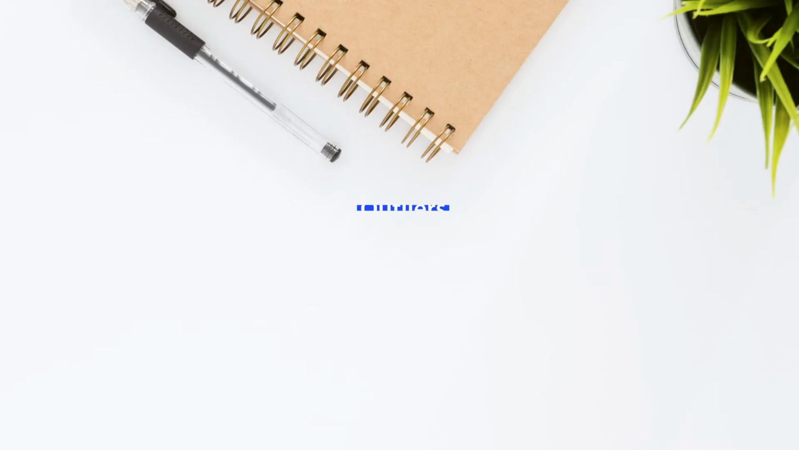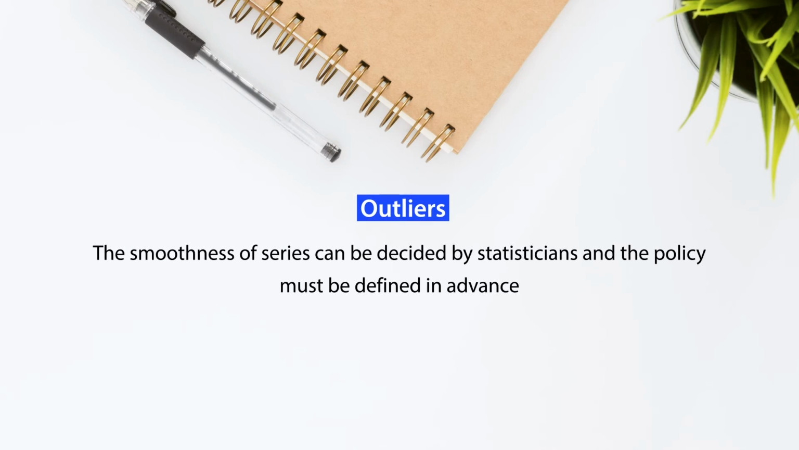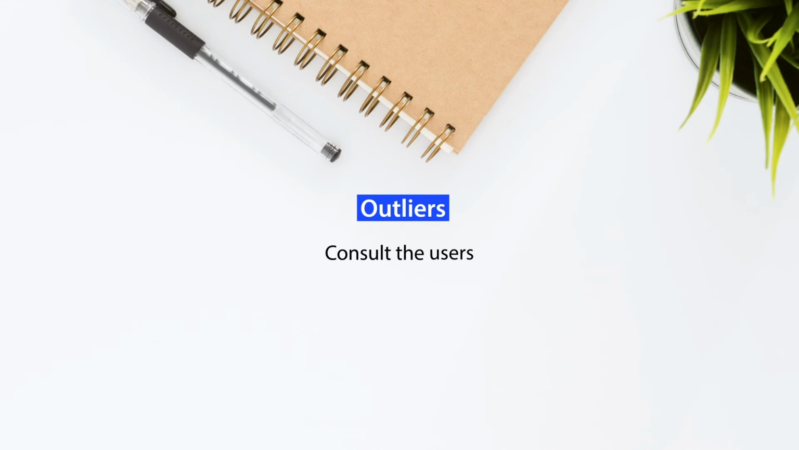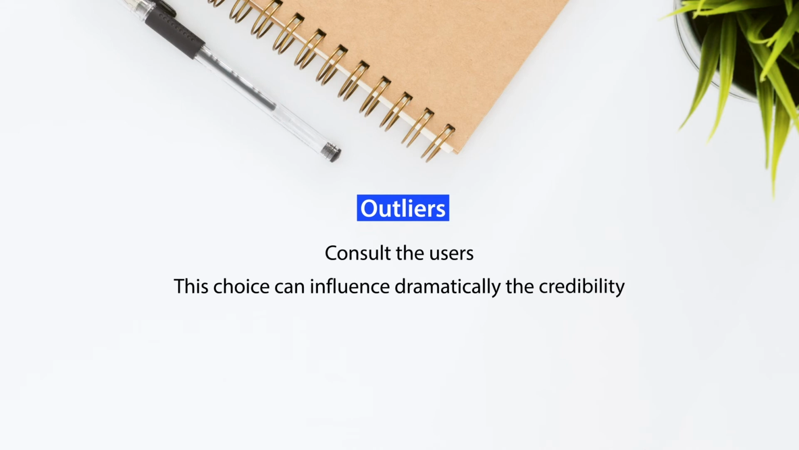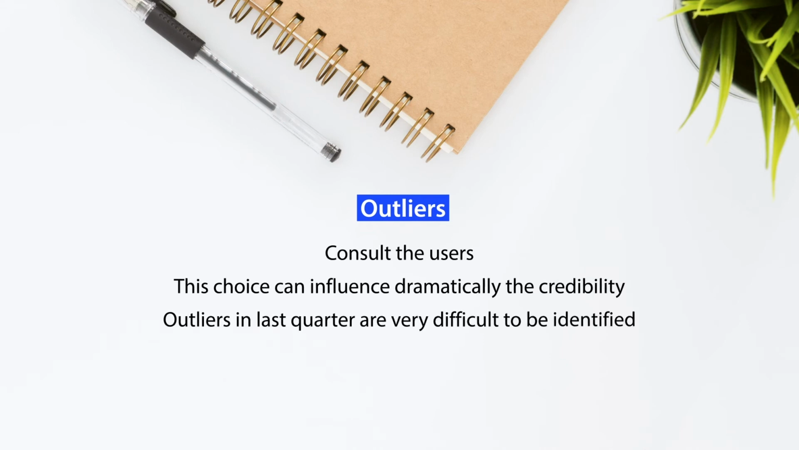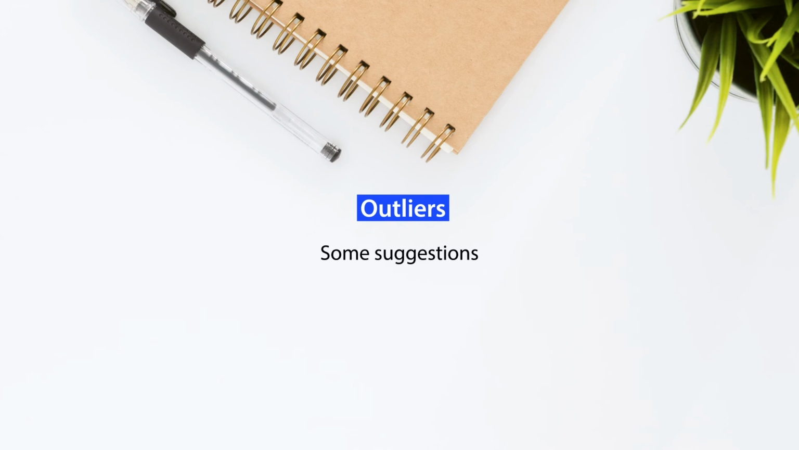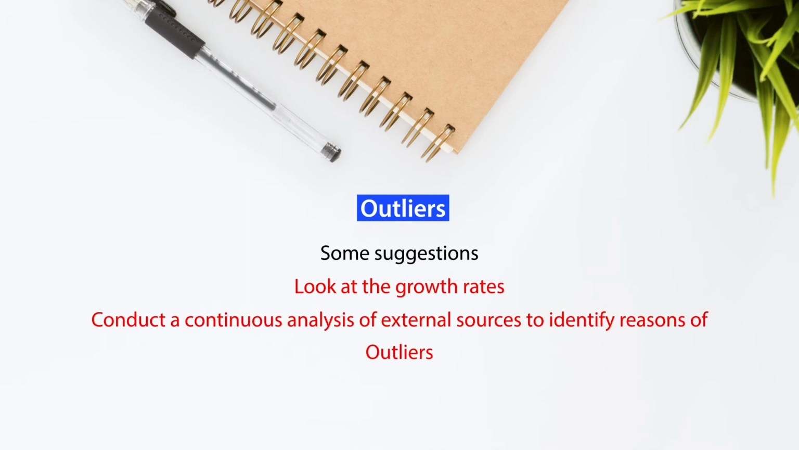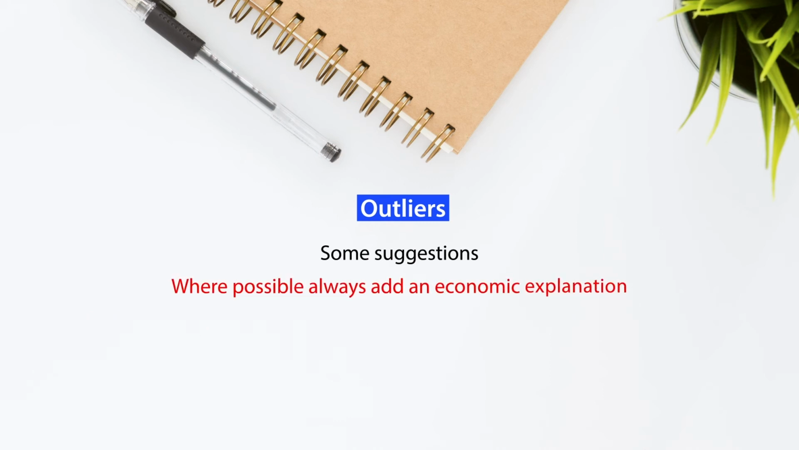So the smoothness of the series can be decided by the statisticians and the policy must be defined in advance. Consult the user. The choice can influence the credibility dramatically. Outliers in the last quarter are very difficult to identify, and there are certain suggestions which need to be incorporated. Look at the growth rates. Conduct a continuous analysis of external sources to identify reasons for an outlier. Where possible, always add an economic explanation and be transparent.